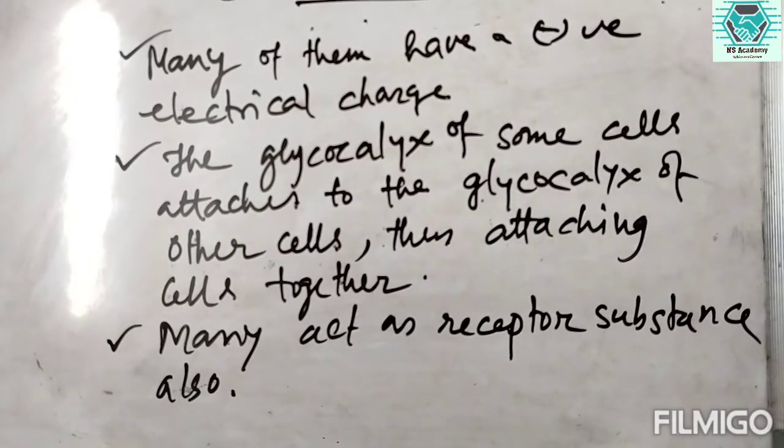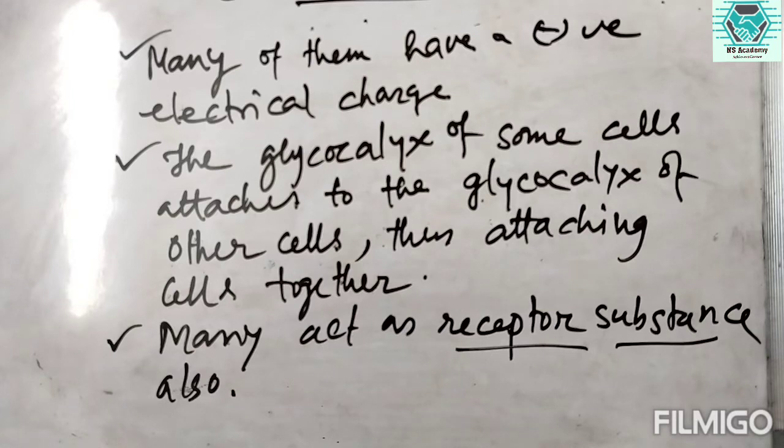The carbohydrates have negative electrical charges. The glycocalyx of some cells attach to the glycocalyx of other cells, thus they attach the cells together. One cell can be attached with another cell by the help of this kind of connection of the glycocalyx. Many of the carbohydrates act as the receptor substance also. So the carbohydrates also have some important roles in the membrane.